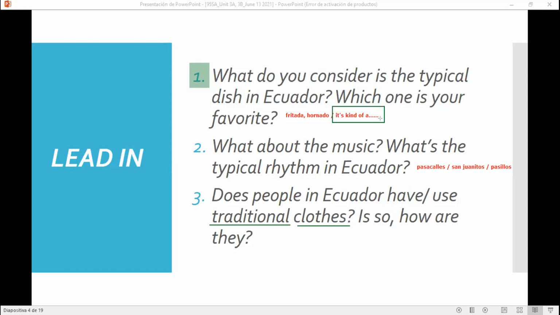For example, if you're talking about the hualcas, you can say, this is a kind of necklace. ¿Sí? Es un tipo de collar o es un tipo de pulsera o como sea que se utilice, ¿no es cierto? Ustedes van a explicar. Si alguien les dice, and what is alpargatas? ¿Qué son las alpargatas? You can say it's a kind of shoe, ¿no es cierto? Es un tipo de zapato. It's a kind of shoe.